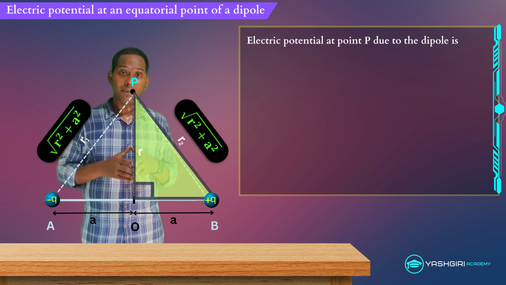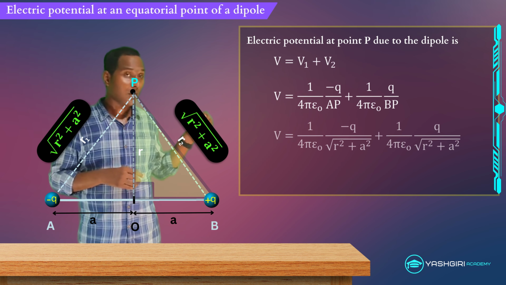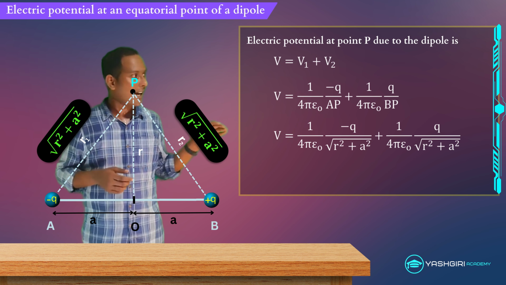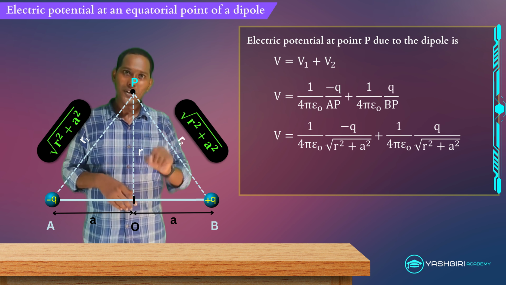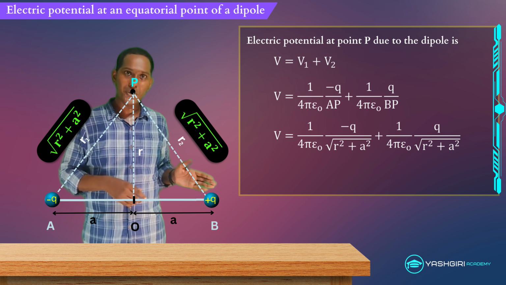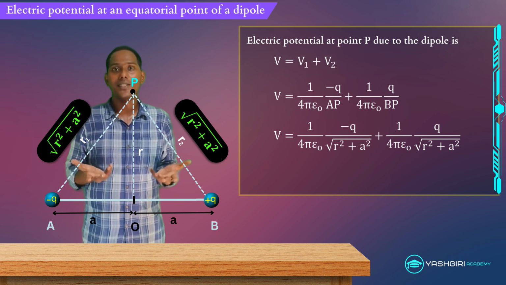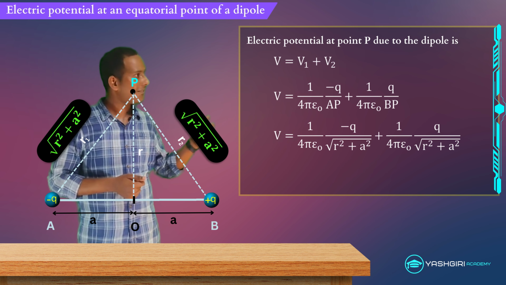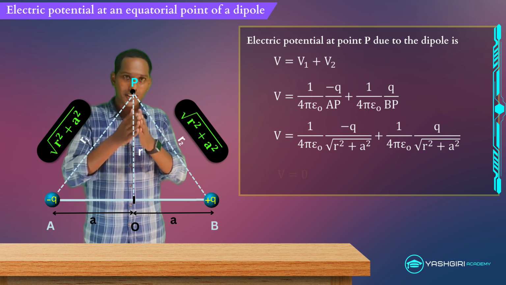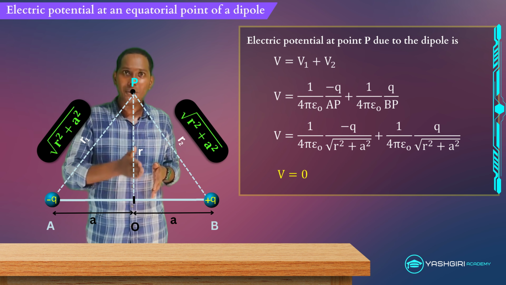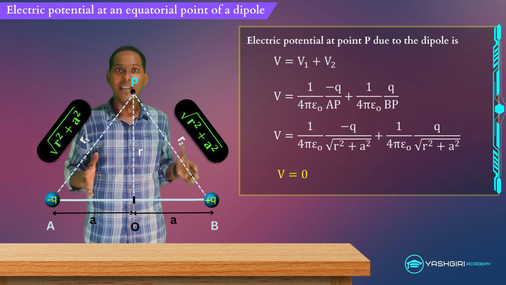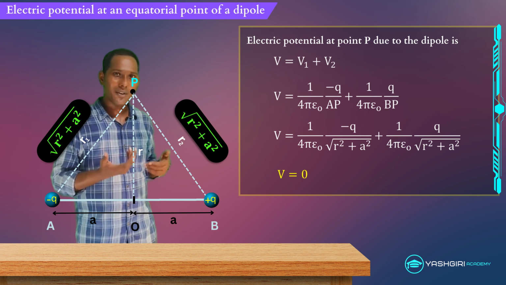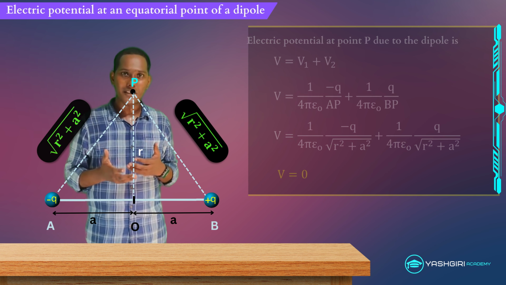So what will be the electric potential at this point P? It will be 1 over 4 pi epsilon naught, the negative charge divided by the square root of r square plus a square, plus 1 over 4 pi epsilon naught, the charge q, and the distance in this case is again the square root of r square plus a square. Now if you just see, students, what will happen? It will get cancelled out. So the electric potential at the equatorial point of an electric dipole is going to be 0. So within 2 to 3 steps we got an answer.